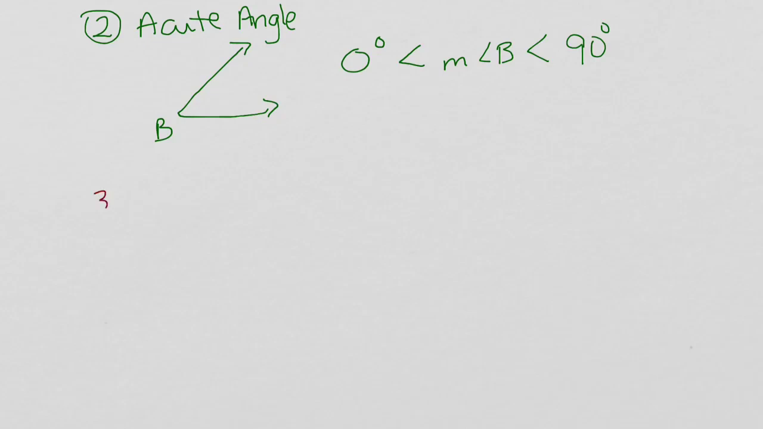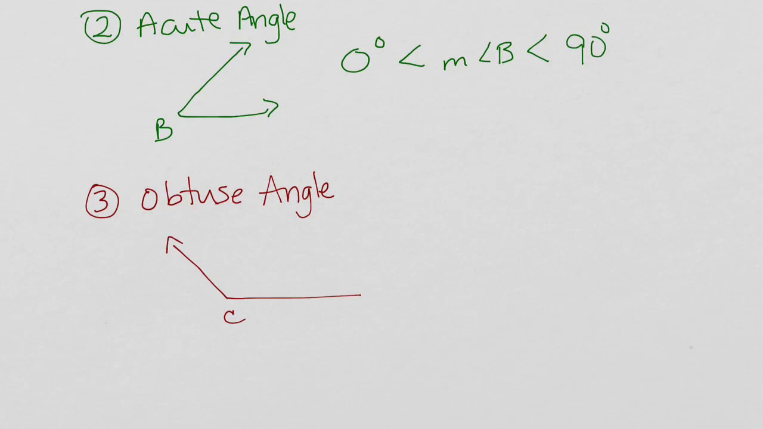Okay? A third type of angle is called an obtuse angle. I'm guessing that some, or maybe all of you, have heard of these words before. An obtuse angle, we'll call it angle C, for instance, is where the measure of angle C is between 90 and 180 degrees. So an acute angle is smaller than a right angle, and an obtuse angle is larger than a right angle. There's one other type of angle we're going to talk about, and that's called a straight angle.